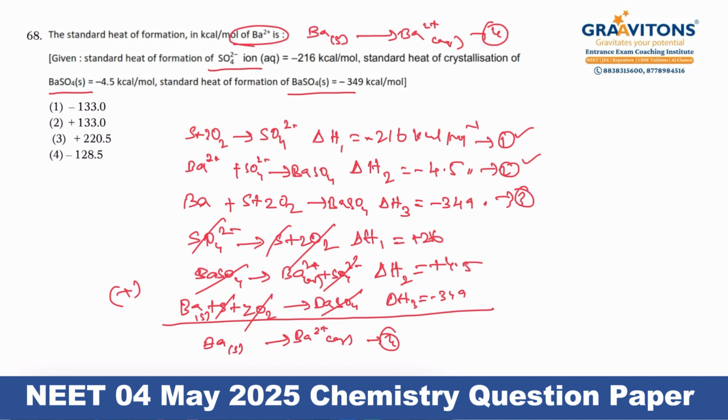Adding all the three, the total delta enthalpy change can be taken as delta H3 plus delta H2 plus delta H1. Now when you substitute these values, minus 349 plus 216 plus 4.5, you will be getting the answer minus 128.5. So the correct option would be the fourth one.